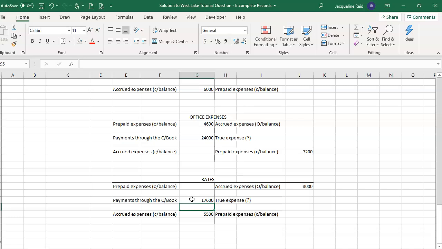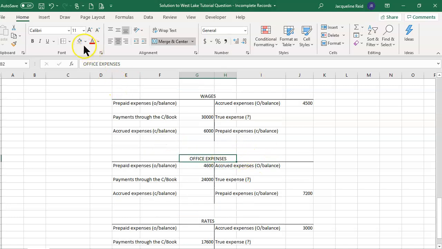So don't get caught in an exam if this question comes up, thinking that because you see rates and office expenses on the credit side of the cash book, those figures are the true expense. They are not, simply because there are opening, prepaid, and accrued expenses involving those expenses. So you have to do these T accounts to make sure you're picking up the correct figures for your expenses to complete your trial balance, which was the last question we're going to do.